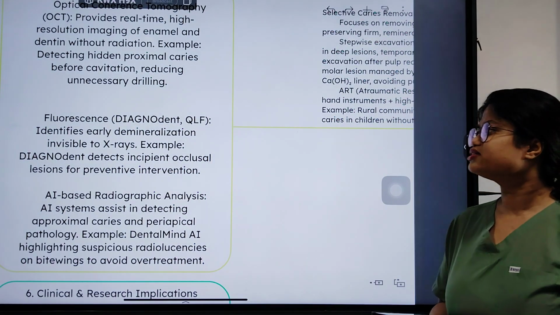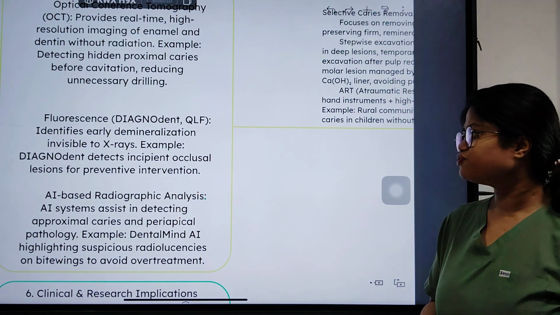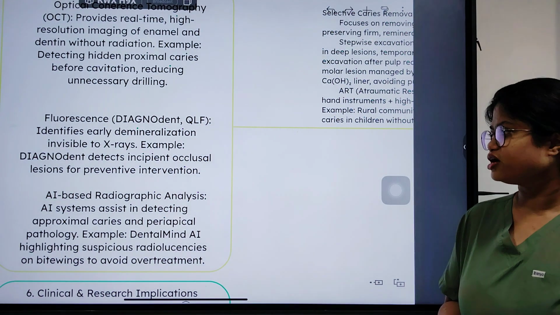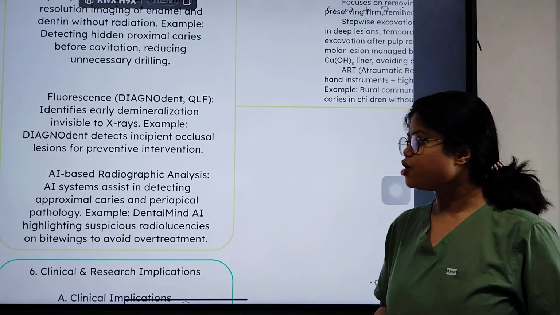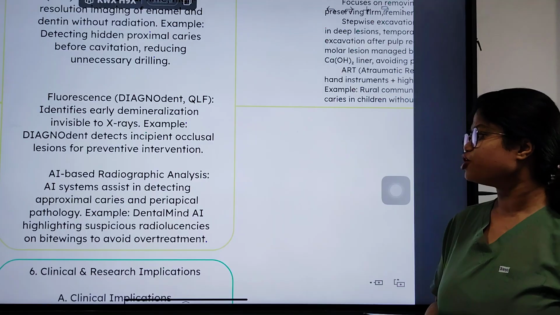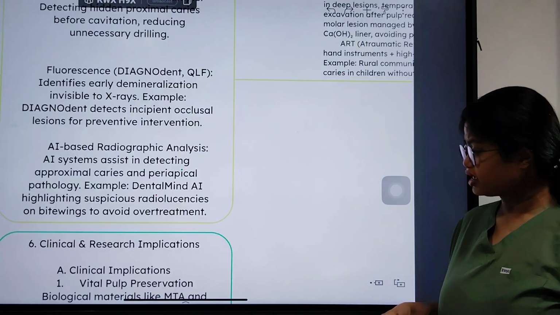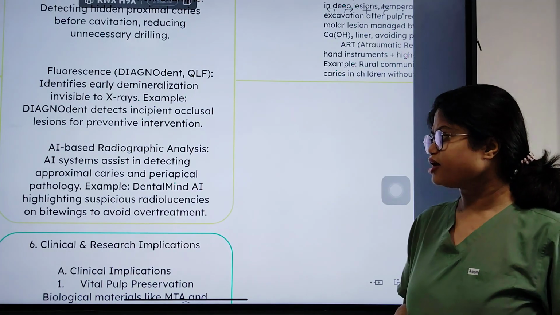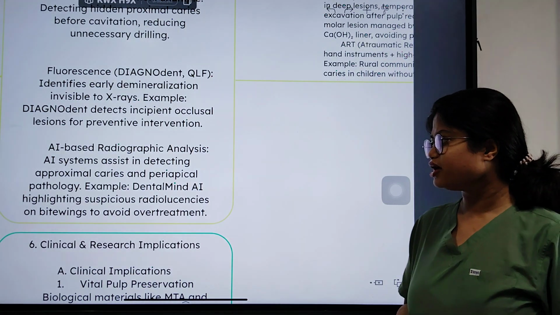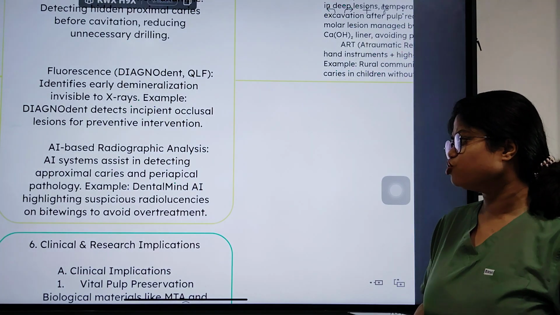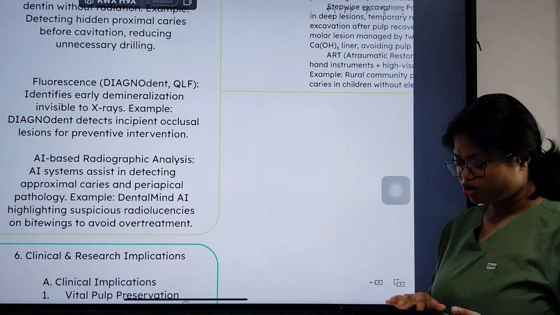It identifies early demineralization invisible to X-rays. DIAGNOdent specifically detects incipient occlusal caries lesions for prevention and intervention. And there has been the advent of AI-based diagnostic radiographic analysis that helps in detecting proximal caries lesions and periapical pathology. Specifically, an example is Dental Mind AI, highlighting suspicious radiolucencies on bitewing radiographs to avoid over-treatment.